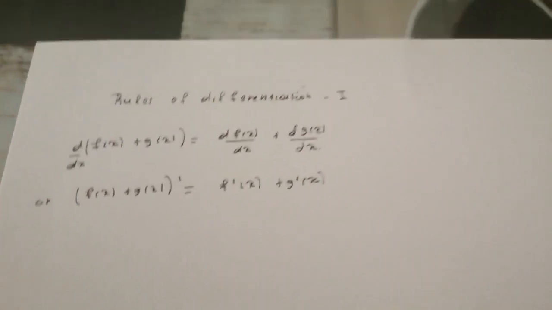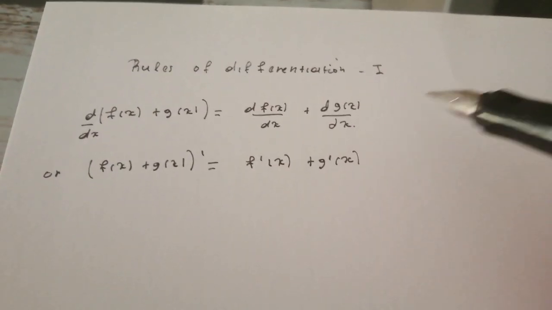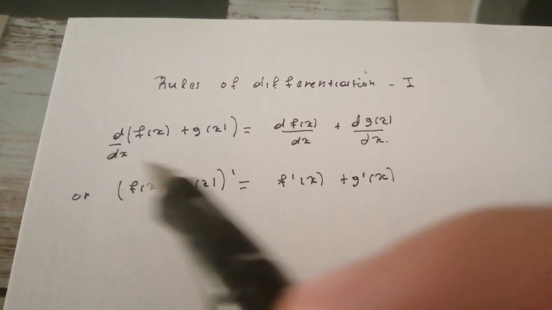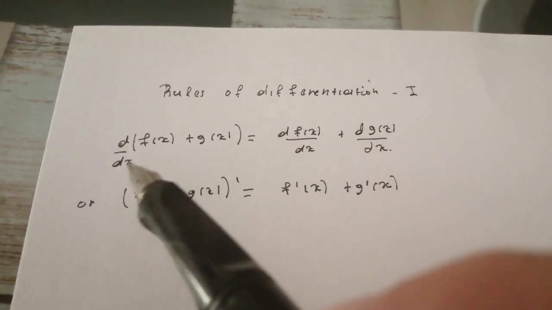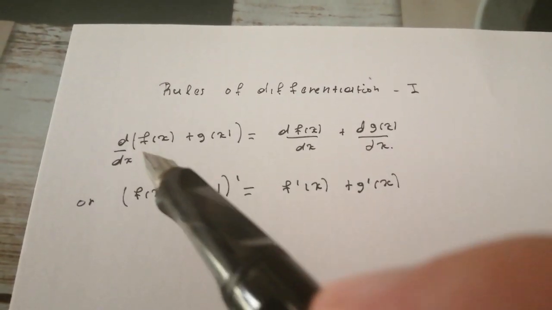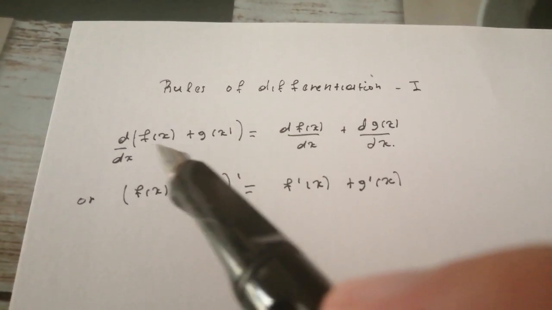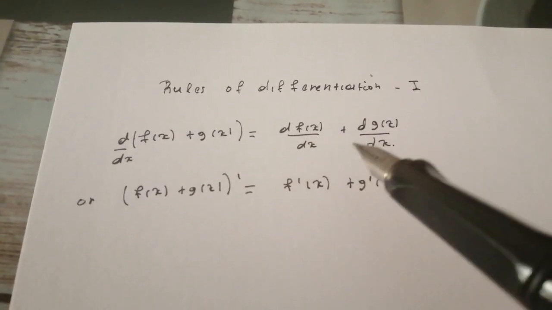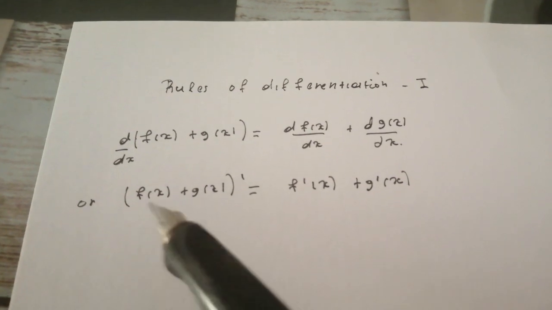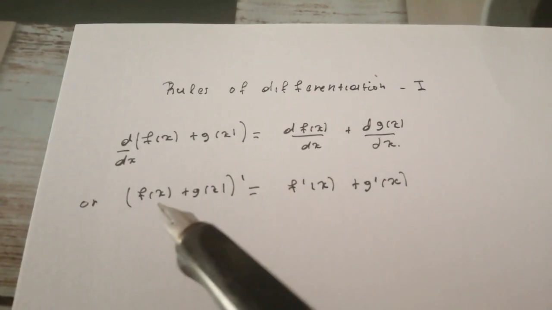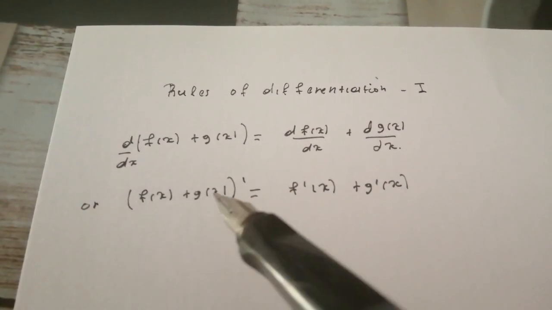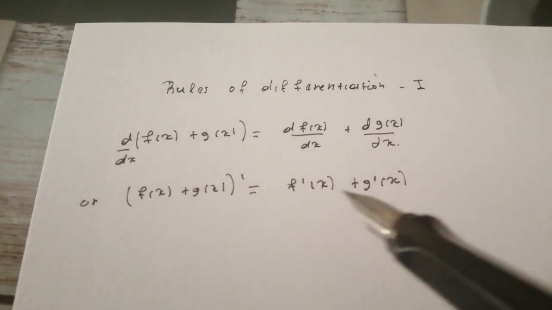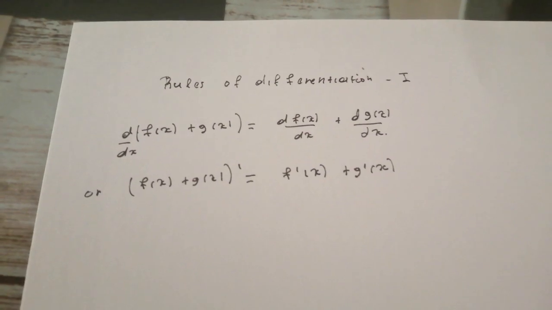We will pay attention to rules of differentiation, so this will be the first video, and we consider this expression here where we have the derivative of the sum of these two functions f and g is equal to the derivative of f plus the derivative of g, or else you can see this notation here, when you have (f plus g) prime is equal to f prime plus g prime.